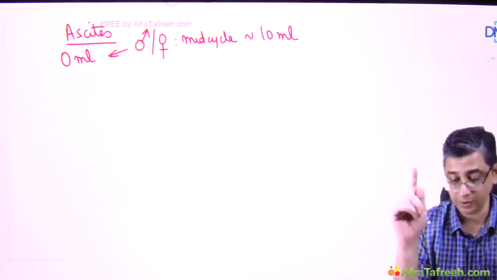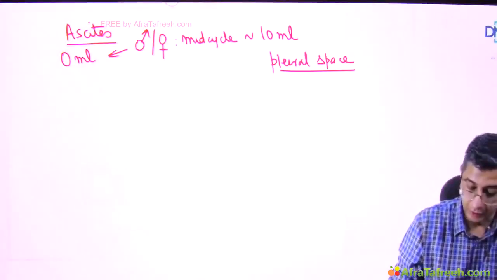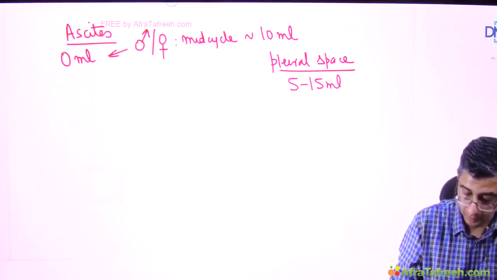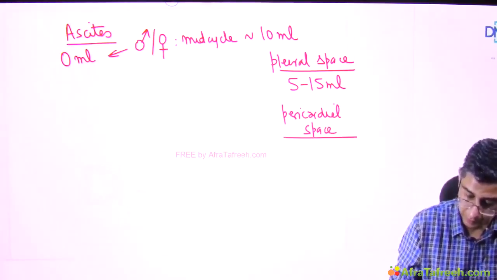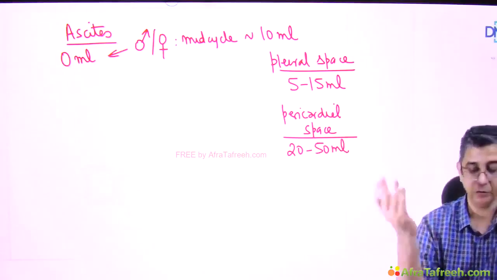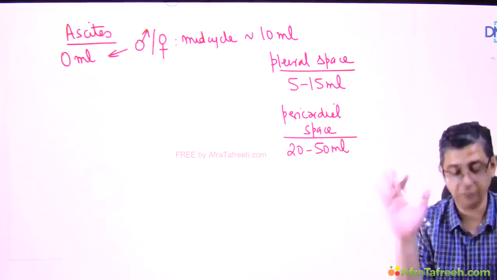In the pleural space, the amount of fluid which is present is in the range of about 5 to 15 ml. In the pericardial space, the amount of fluid which is present is approximately 20 to 50 ml. So more than this would be pleural effusion and pericardial effusion respectively, but there is no fluid in the peritoneal cavity of a normal male or a female.